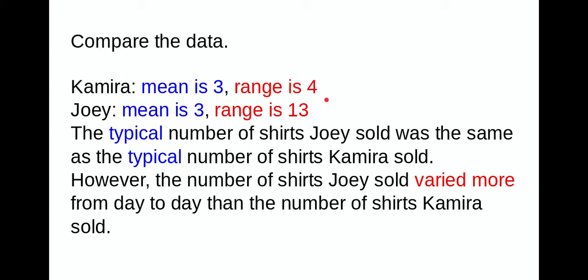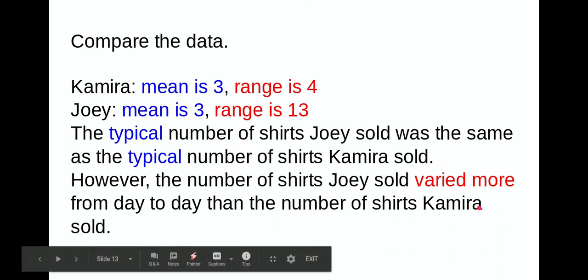So for every problem where they're asking you to compare data, you might have to do some other stuff, but the basic thing is to write two sentences. One, using the word typical to talk about your measure of center, and one using the word varied or varies to talk about your measure of variability.